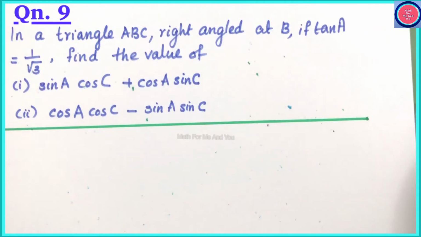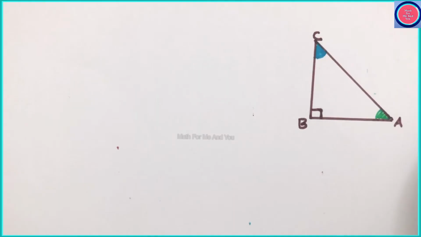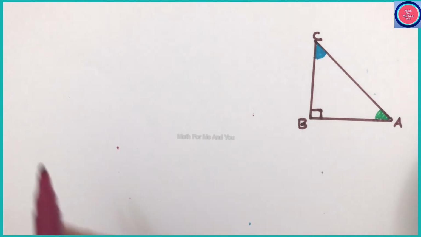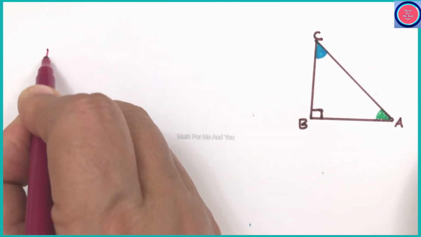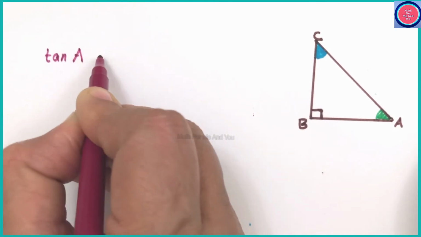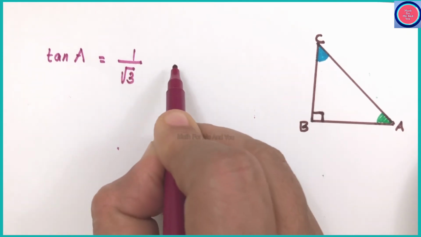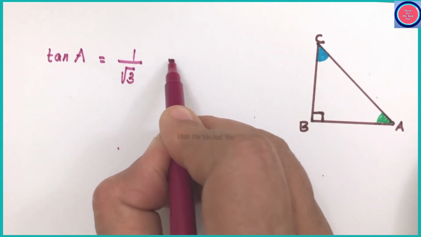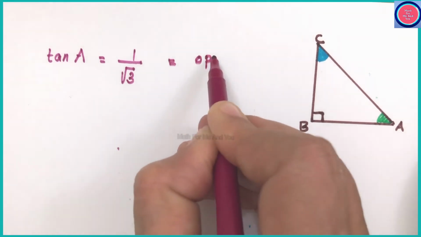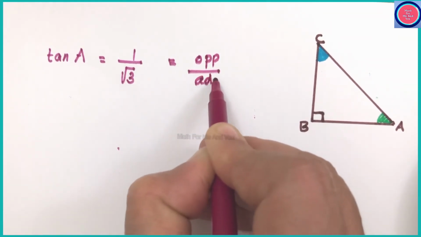Question 9. In a triangle ABC, right angle at B, if tan A equals 1 by root 3, find the value of sin A cos C plus cos A sin C, and cos A cos C minus sin A sin C. We can draw a right angled triangle ABC, right angle at B. You can see the two acute angles, angle A and angle C. It is given that tan A is equal to 1 by root 3. What is the ratio tan? Opposite side divided by adjacent side, that means side opposite to angle A divided by side adjacent to angle A.